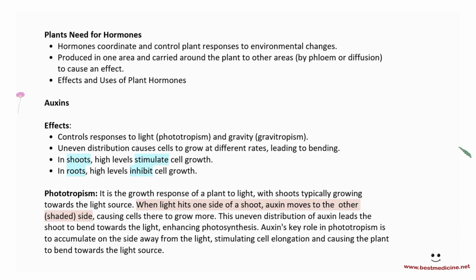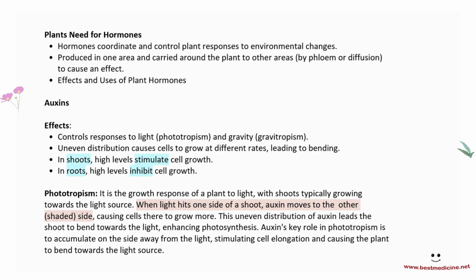Today, we're going to be discussing the plant's need for hormones. Before coming to this particular topic, we have already finished hormones in humans. So now we're going to do plants' need for hormones.